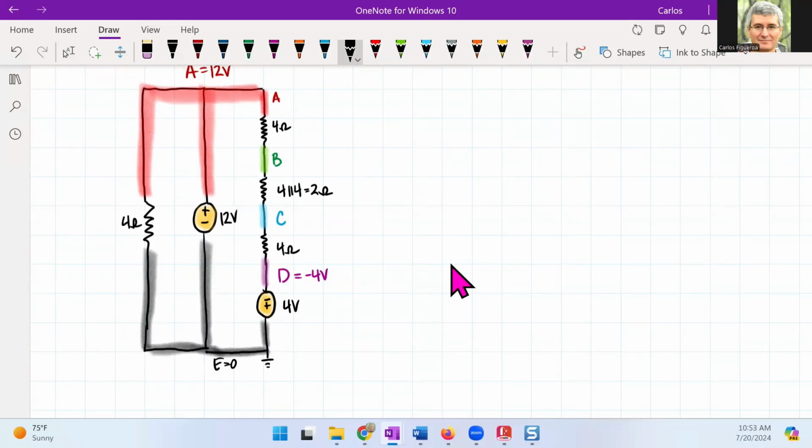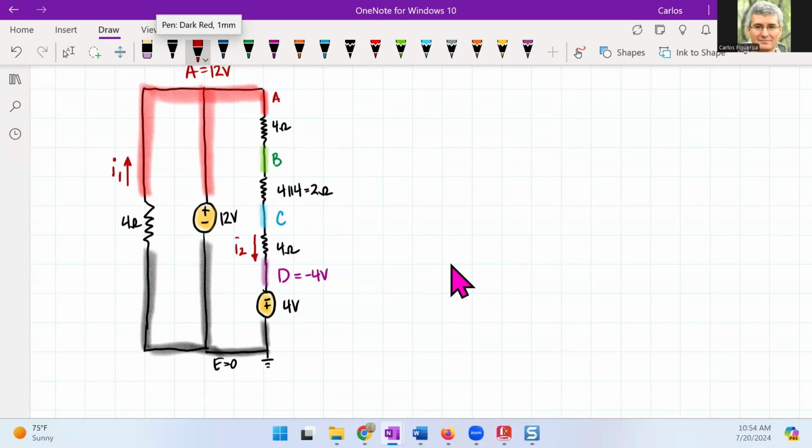So what are my currents? One of the currents tells me that this current right here is what we called I1. The other current that we talked about is that we're seeing a current coming down through this 4 ohm. So this current here is called I2.